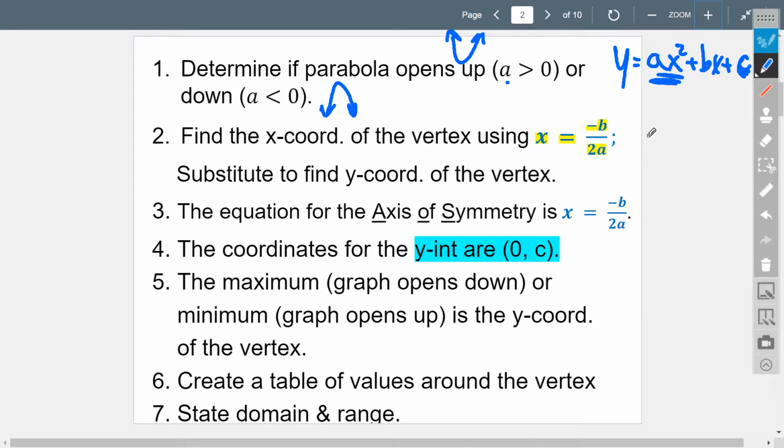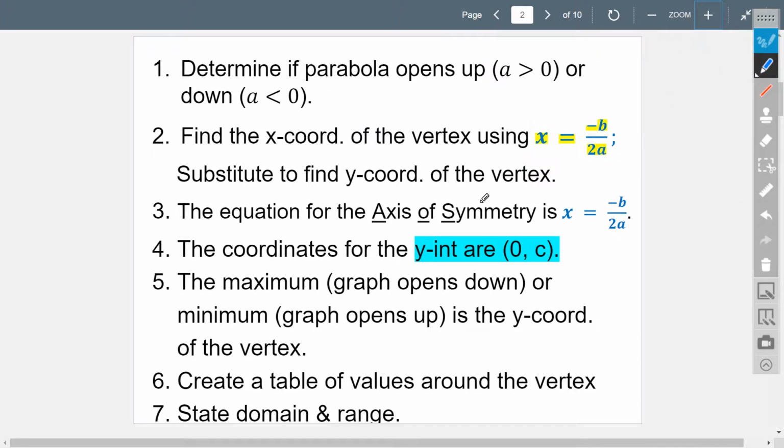Now the vertex can be found by using this formula right here. And this formula gives you the x-coordinate of the vertex. It tells you where the x-coordinate of the vertex is. And you can find that by taking the b, making it negative, and dividing by 2 times a. That will give you the x-coordinate of the vertex. And then you can find the y-coordinate simply by substituting the x-coordinate into the equation here. Plugging in the x-coordinate will give you the y-coordinate.